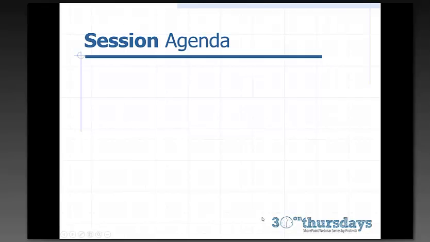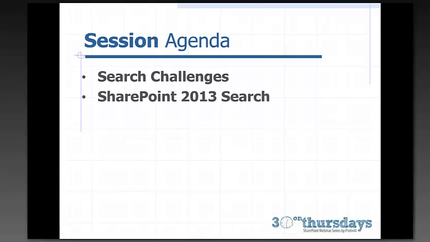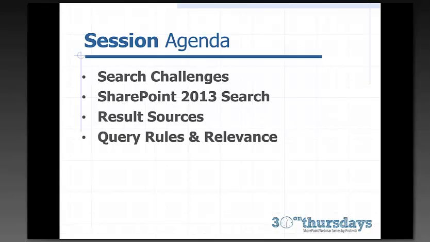So in our session today, we're going to talk about search challenges. We'll talk about SharePoint 2013 search as a whole, just some basic information. Then we'll start to break down and look at the options we've got for result sources, query rules and relevance, ranking and sorting, and then the refiners that have now been added to the 2013 platform.